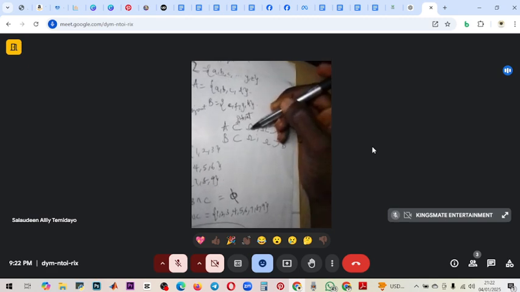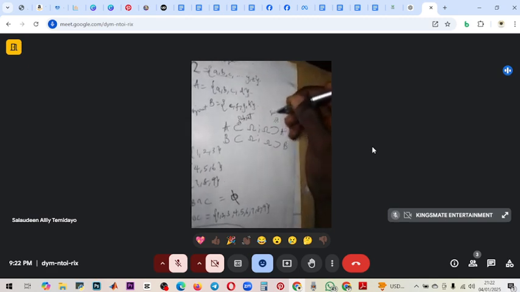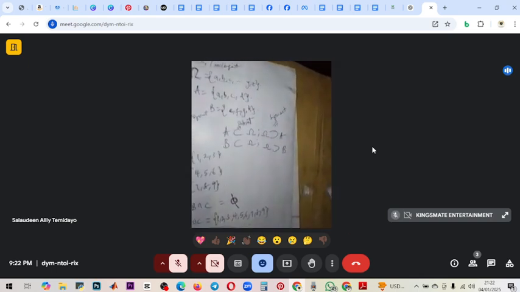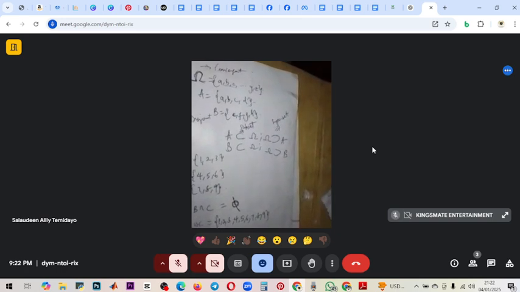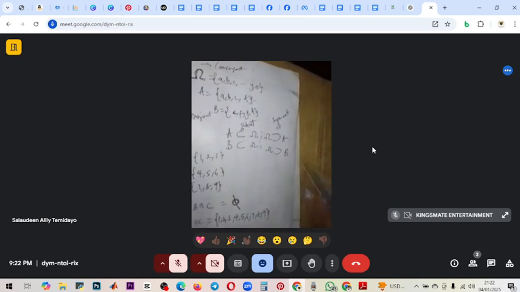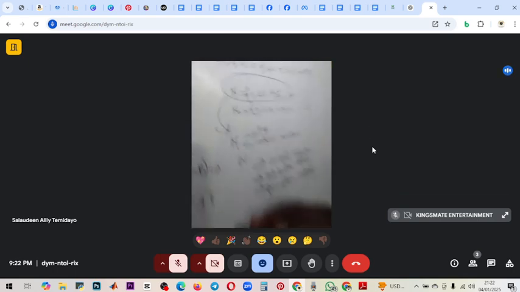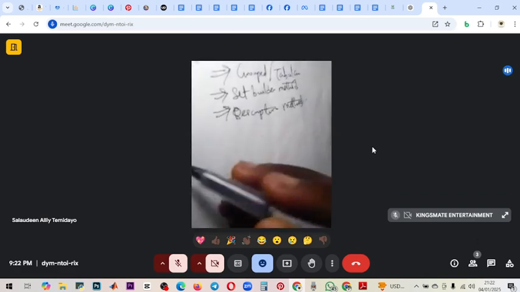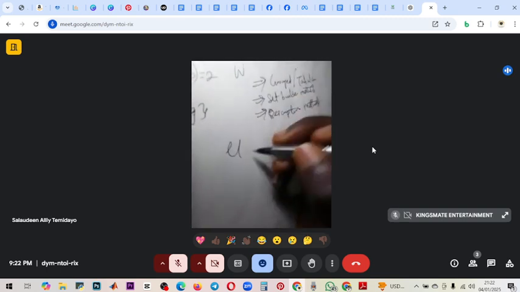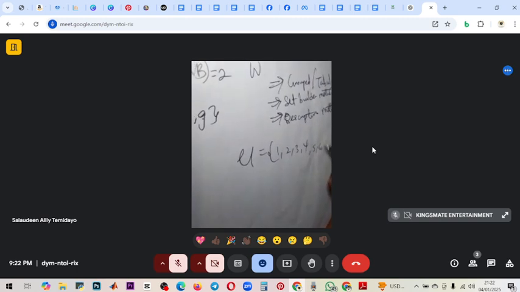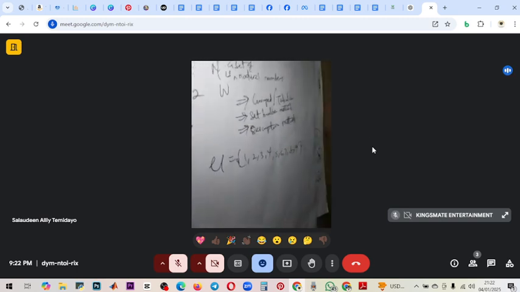So A is a subset of omega, and omega is a superset. Superset is like greater than, subset is like less than. That is what it means. Now, this is the complement. This is the universal set. I'm using curly U to represent it. We call this the curly U, which is equal to 1, 2, 3, 4, 5, 6, 7, 8, 9. This is a set.